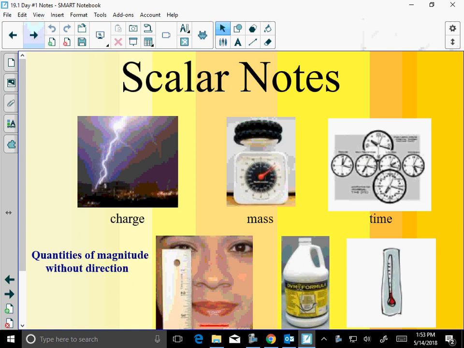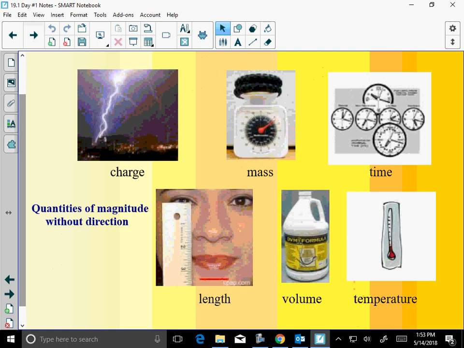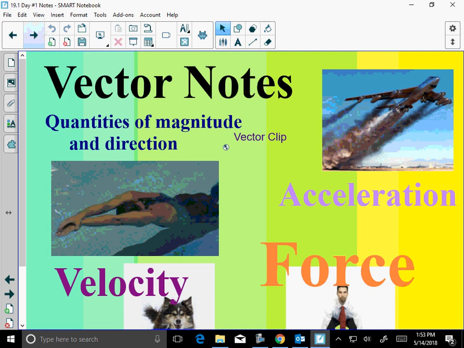Okay, so scalars. Scalars are quantities of magnitude with no direction. So like temperature, it's a number, right? It has no direction. Volume, length, mass, time, even charge. Charge seems to have direction, but we don't consider it a vector. What we consider a vector is something that has both magnitude and direction.